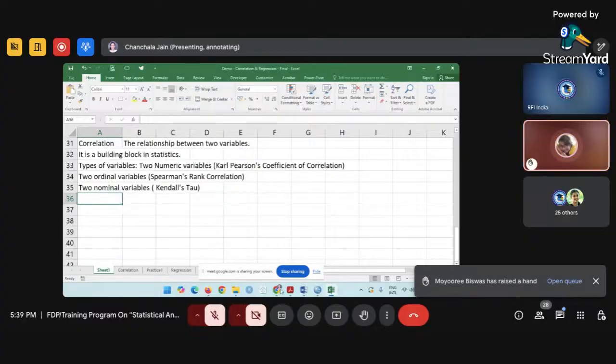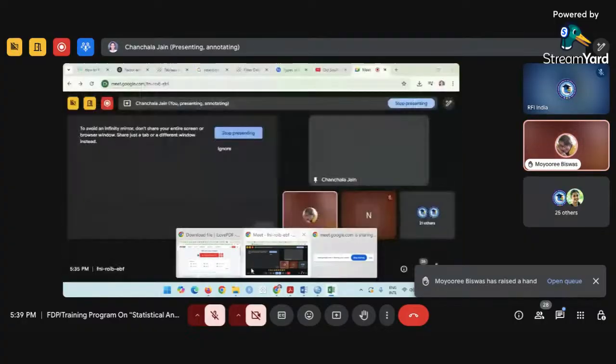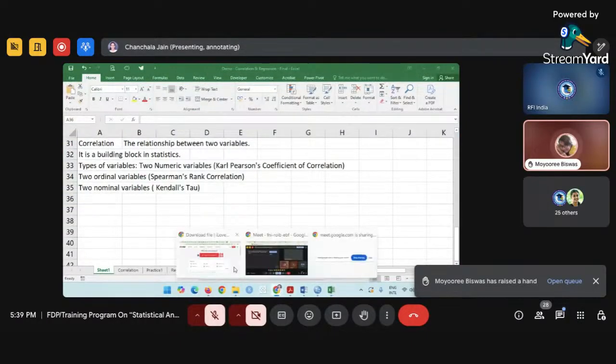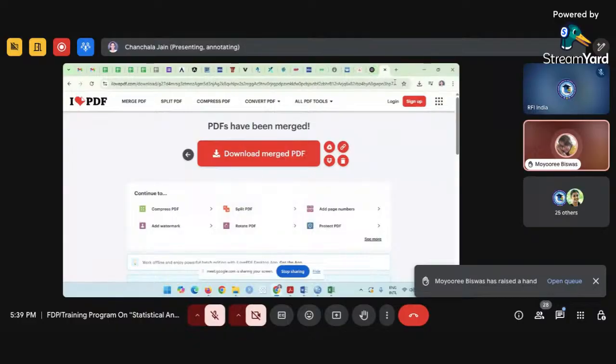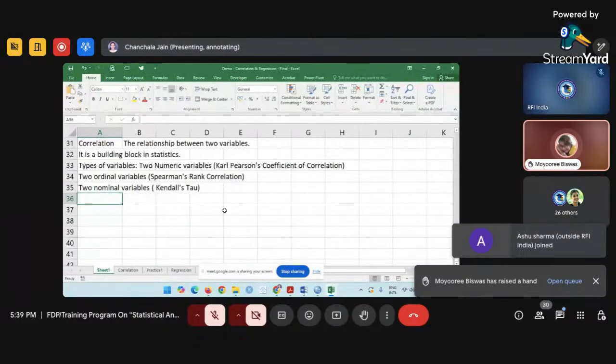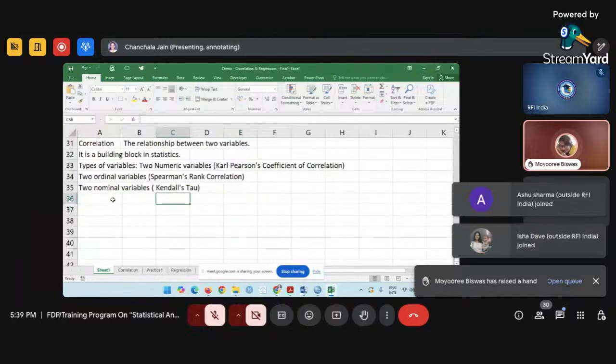Ma'am, I have a question. I have read that for ordinal variables, we use Kendall's tau as well as Spearman's rho. If the numbers are large, then we will use Kendall's tau. And for nominal variables, we normally use the biserial and point biserial correlation. Am I wrong? No, no, you're not wrong.